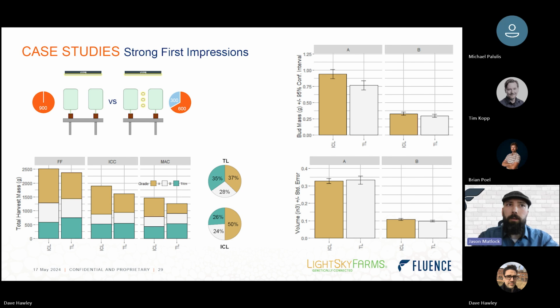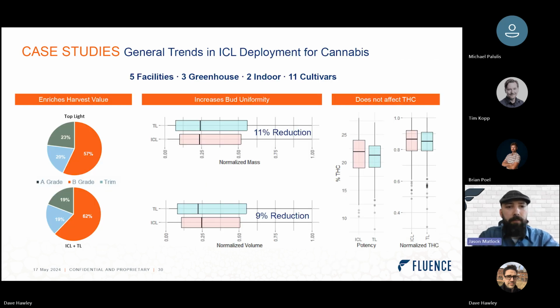So when we look at this general narrative, the pattern is followed when we start to look at aggregated data. This is a compilation of 5 facilities, 3 greenhouse, 2 indoor, representing 11 cultivars. The big take home for ICL here across all of our studies is that ICL enriches A-grade bud and it decreases trim and waste fractions. Across the 5 studies, we saw in general an average change of about 9% in A-grade bud when adding ICL, accompanied by a 17% decrease in trim. The other big take home for ICL is that the cultivar became the most significant factor affecting response.